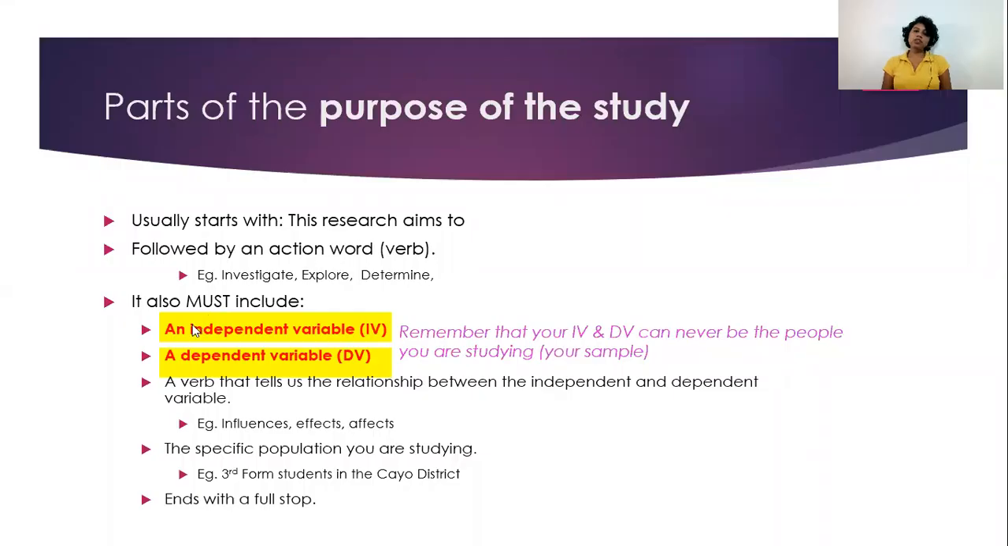These factors you are studying are your variables, your independent and dependent variable. Now, very important to remember that your independent and dependent variable can never be the people you are studying, because the people you are studying are called your sample.